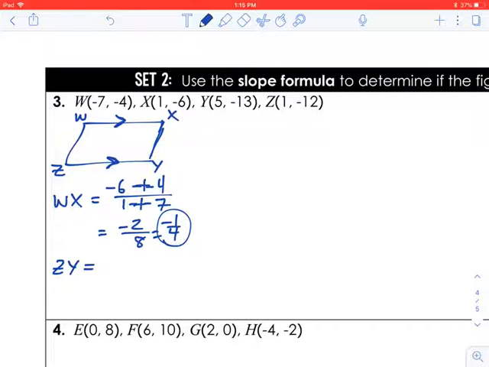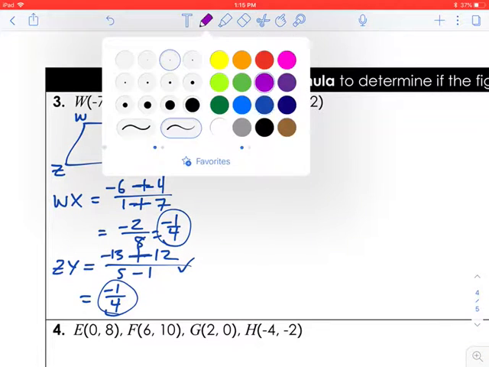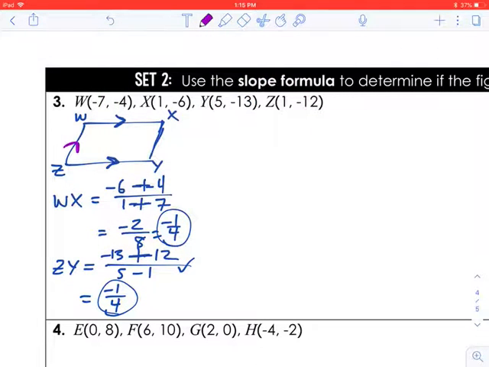WX is opposite of ZY, so let's find the slope of ZY. ZY is going to be Y minus Y on top, so negative 13 minus negative 12 over, so I started with 13, so I got to start with 5, so 5 minus 1. And so negative 13 plus 12 is negative 1 over 4. So those check out. So now we got to try the other two, WZ and XY.